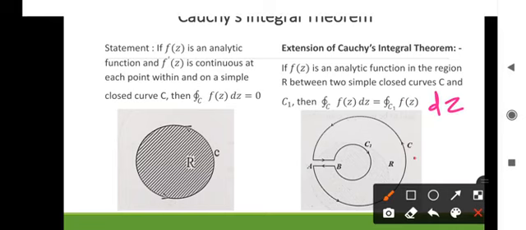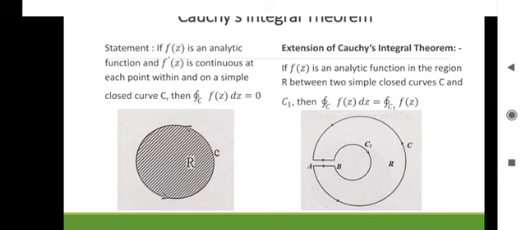The curve C, just check its direction. It is in the anticlockwise direction and C1 is in the clockwise direction. But the integration along these two curves is the same for the same function. This is nothing but Cauchy's integral theorem. Now let us see Cauchy's integral formula.